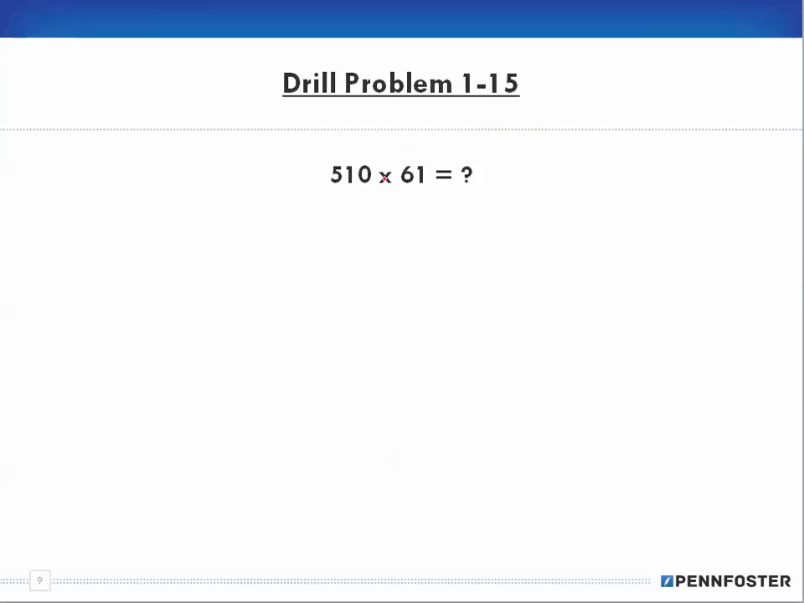Okay, so the problem is 510 times 61. Again, it's important to keep things underneath aligned properly. Ones under ones, tens under tens, hundreds under hundreds. Now we're going to start with our ones unit. We're going to take the 1 and multiply against the 510, and we're going to take the 6 and multiply it against 510, and then we'll add up our figures.